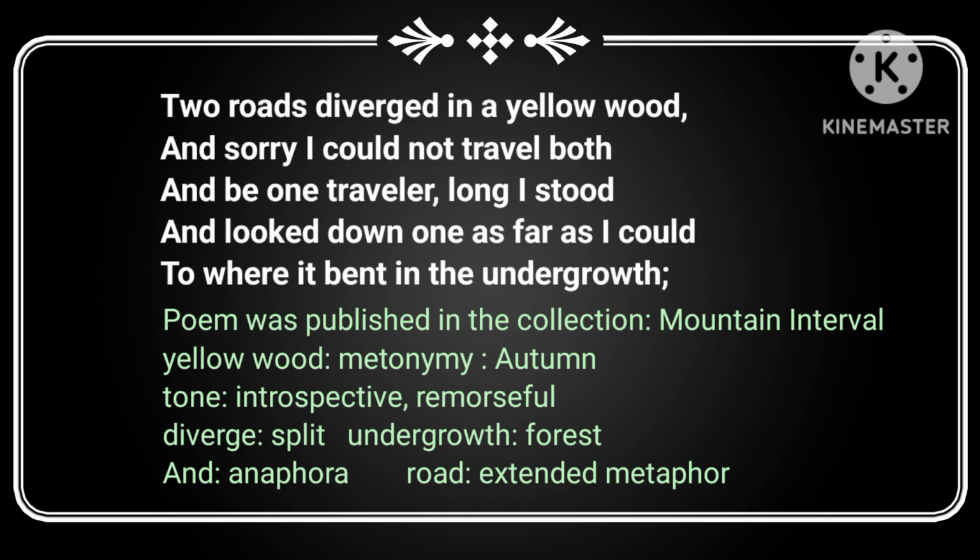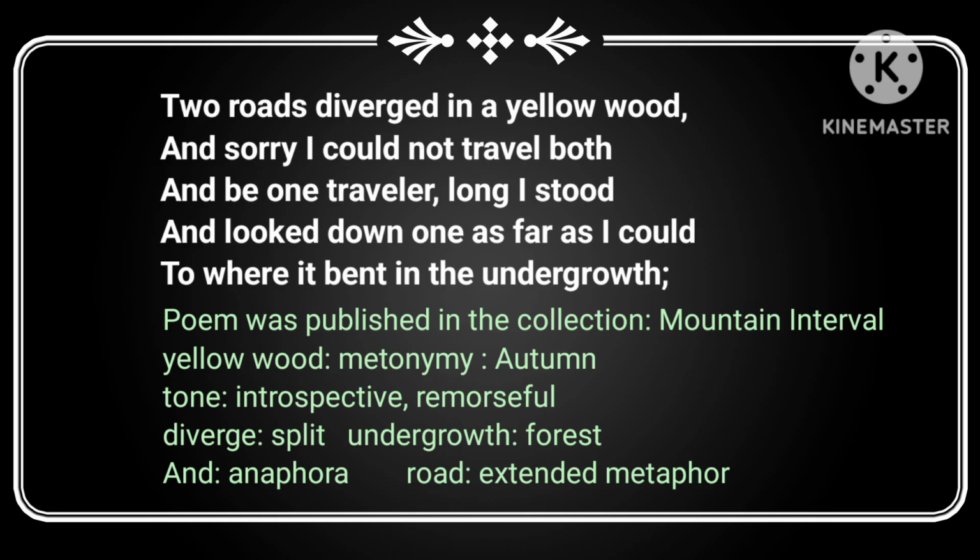Two roads diverged in a yellow wood. So in the opening line itself, the poet informs the readers about the setting of the poem. It opens with a visual imagery where the speaker of the poem is standing at a point where the road is diverging into two. Diverge means to split, to divide.